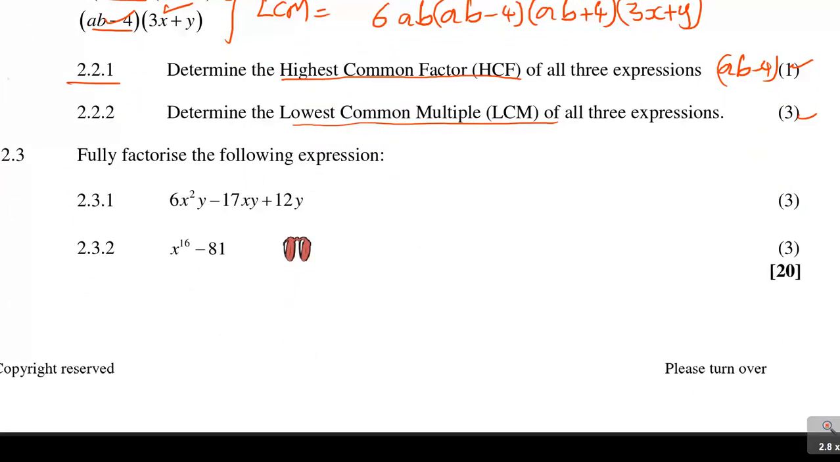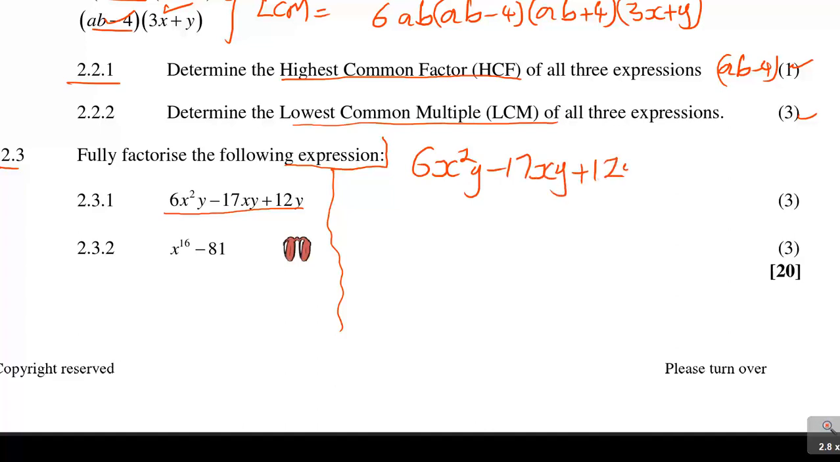Now 2.3 was another interesting one. It says fully factorize the following expression. It's 3 marks. So you are given that part, and it's 3 items, and when it's 3 items, remember, chances are you have to start with the product sum. So we're given 6x squared y minus 17xy plus 12y. So I keep on repeating this letter y. With 6, 17 and 12, there is nothing common, but there is something common in the letters, which is, in this case, the y. So I can take out that y first.